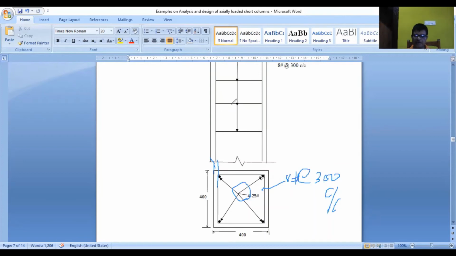And these are the lateral ties. So distance between the lateral ties will be equal to 8 mm at 300 center. So you have to draw this diagram and the reinforcement detailing of this problem.